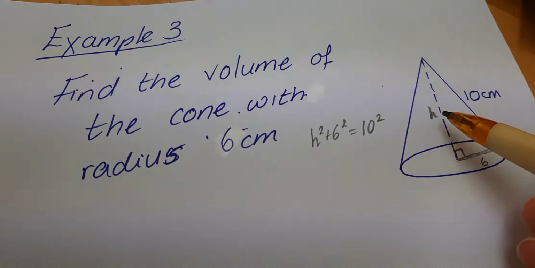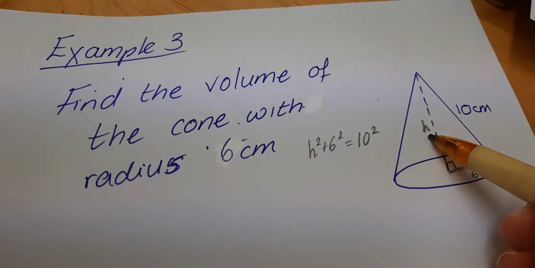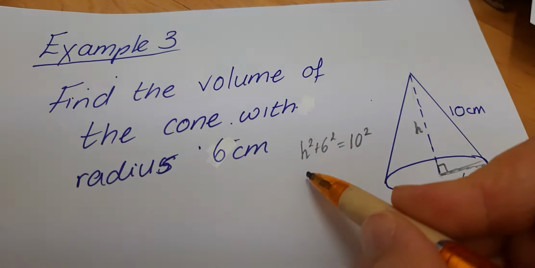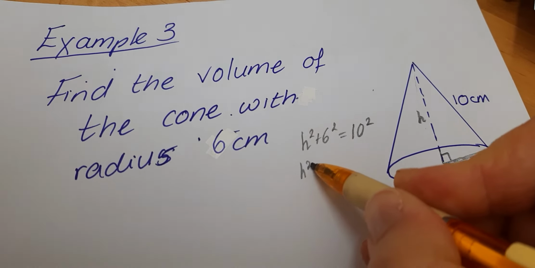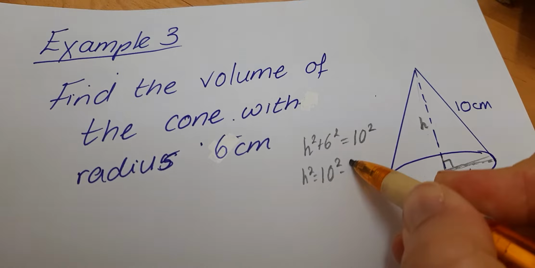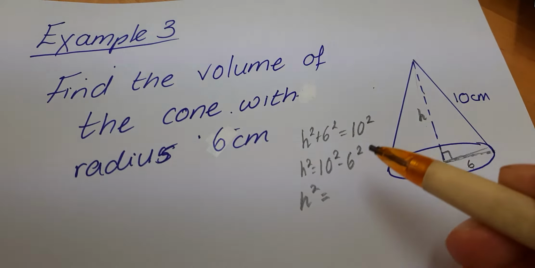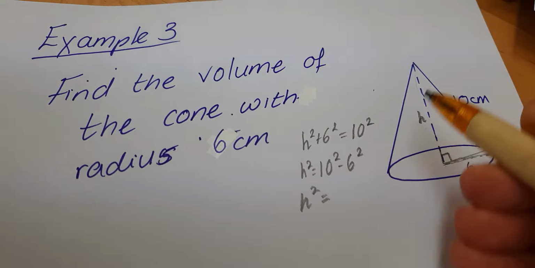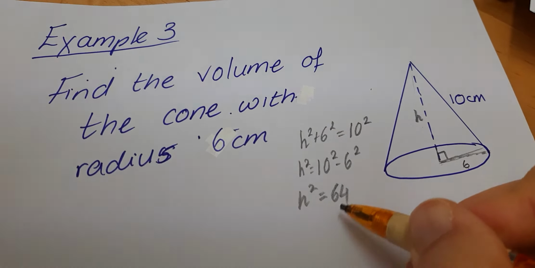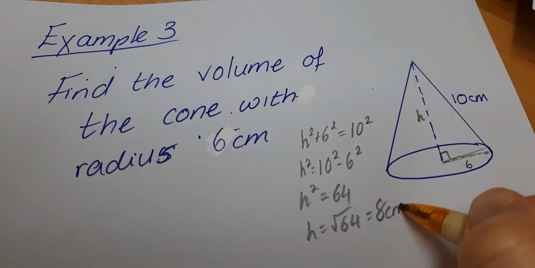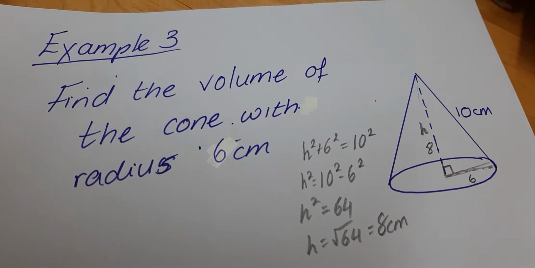Okay, so be careful here. You can call this x if you get it confused with hypotenuse, because that's an h too. But it's the vertical height we're finding. So h squared equals 10 squared minus 6 squared. So h squared equals 100 minus 36 is 64, or do it in your calculator. So h is the square root of 64, which is 8 centimeters. So I found that this here is 8.